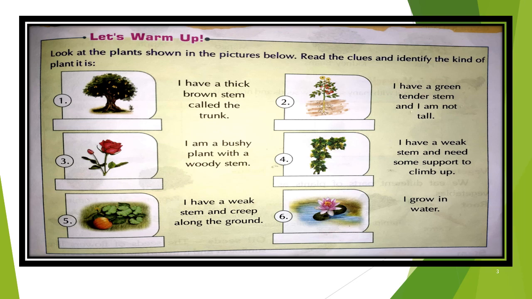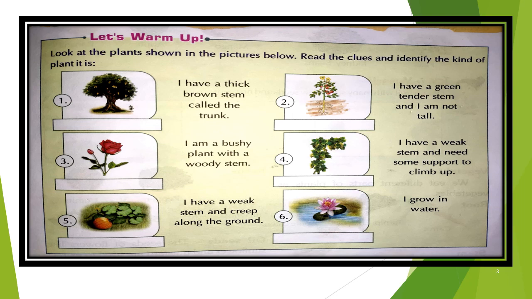Now let's read the fourth clue. I have a weak stem and need some support to climb up. Answer is climbers. Now we come to the fifth clue. I have a weak stem and creep along the ground. Answer is creepers.